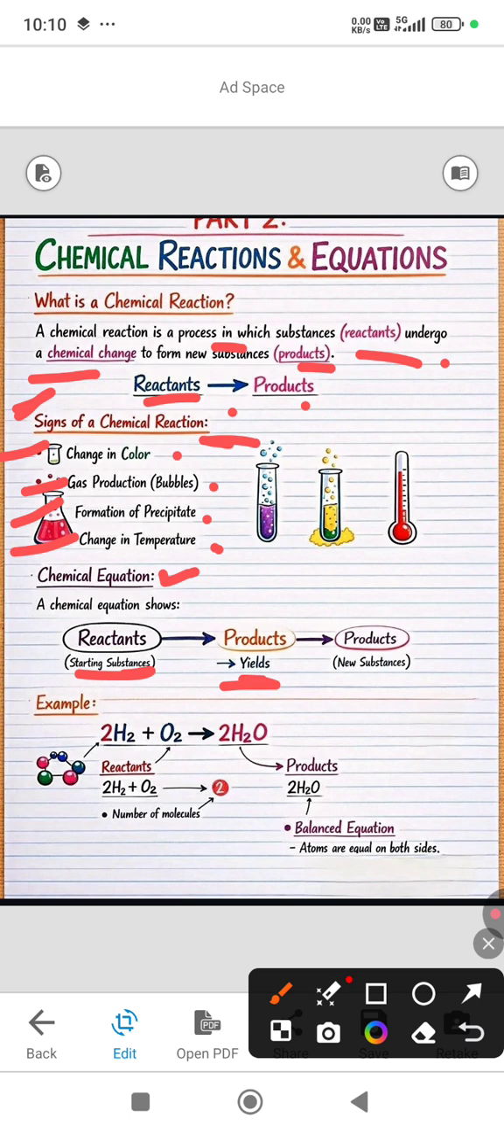Product is also known as new substance, which is different from reactant. Example: 2H2 plus O2 gives 2H2O. Here 2H2 and O2 are the reactants and 2H2O is the product. Here the equation is completely balanced because number of atoms are same on both sides.